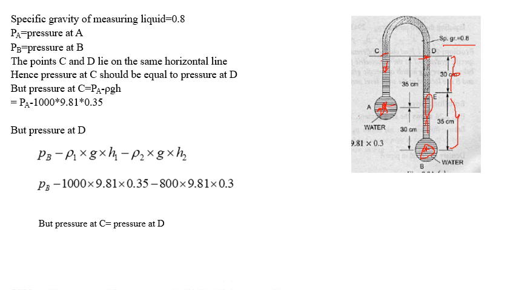But now according to Pascal's law, the pressure at point C is equal to the pressure at point D. So after equating these two expressions, we can find the pressure difference between these two lines, that is P of B minus P of A is equal to 2354.4 Newton per meter square. So that is the solution for this numerical connected to the inverted U-tube manometer.